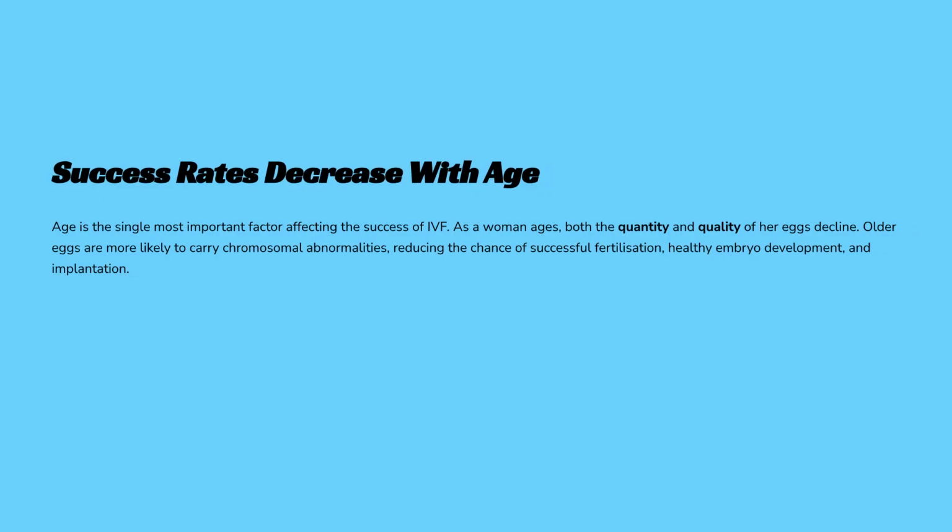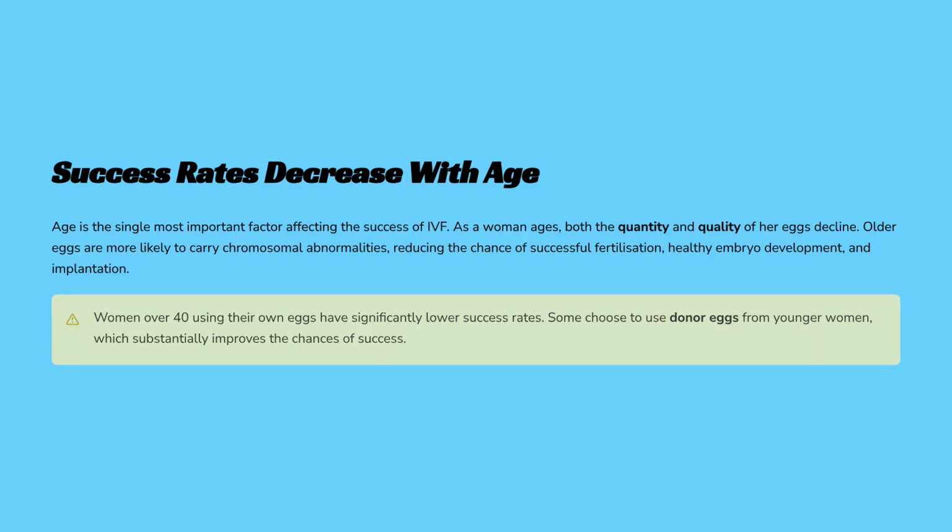Age is the most critical factor in IVF success because both the number and quality of eggs decline over time. Older eggs are more likely to have chromosomal abnormalities. Using donor eggs from younger women can significantly increase the chances of success for those over 40.